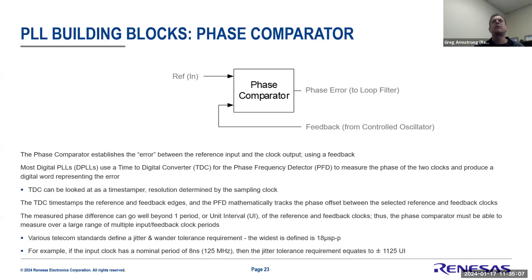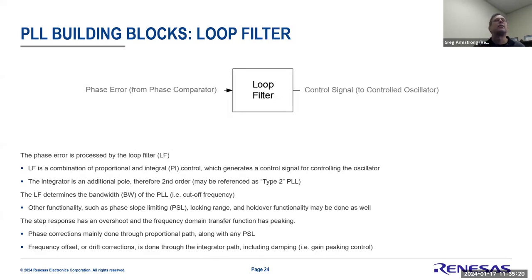One of the advantages of the phase detector is that it's a continuous measurement, right? So you don't get any missed cycles. Every edge event of the input will get measured against every edge event of the feedback. And so you get this continuously coming to the loop filter.